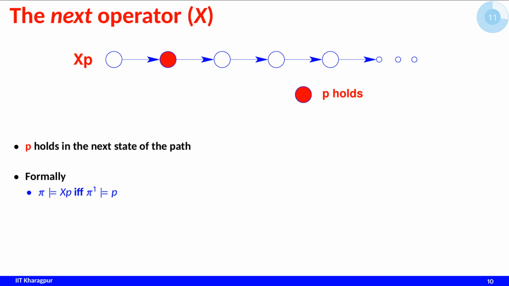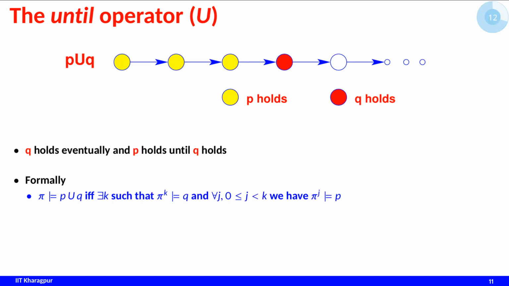So the next operator is basically: if I'm looking at this state, then P must hold in the next state immediately. If I choose a path, then P must hold at this point. So this is the next operator, and there are formal definitions, you can just follow them up.